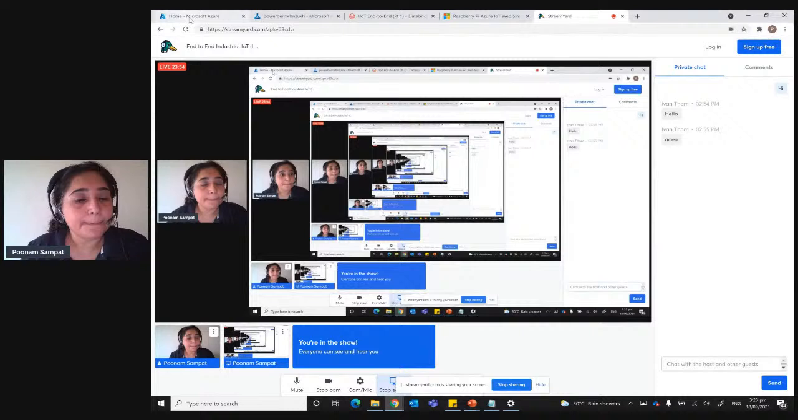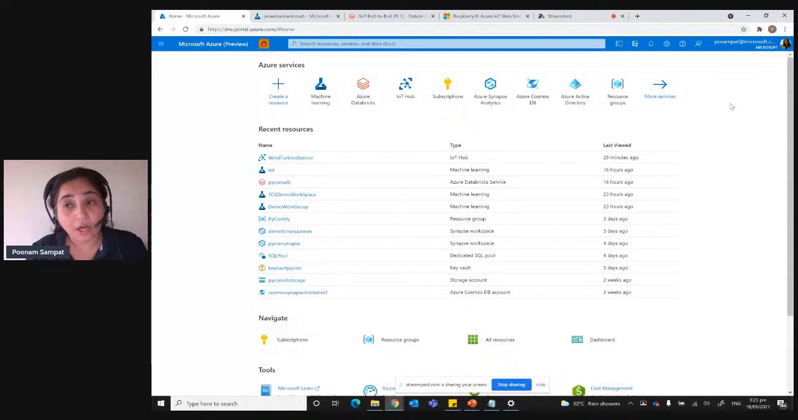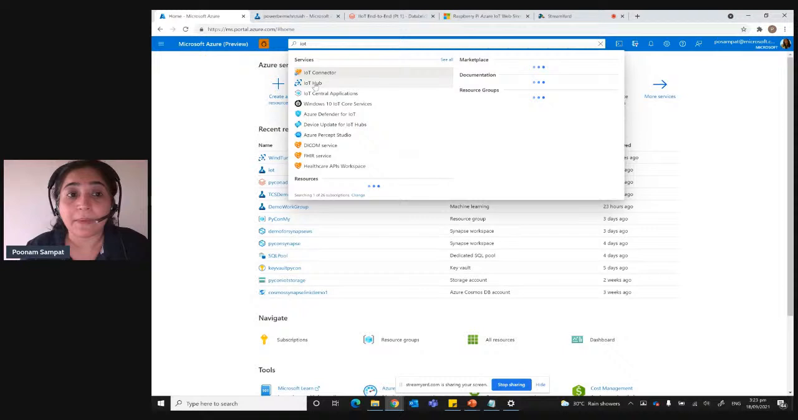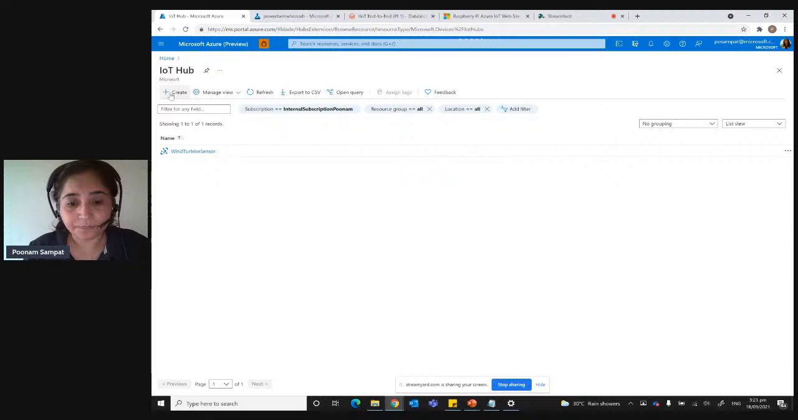Yeah, I hope you all are able to see my portal. For folks who've not used Azure anytime, this is the Azure portal. You can log into portal.azure.com, create a subscription, and you're good to go, right? So remember, for our wind turbine use case, what did we have to do first? We had to create that IoT Hub so that we can ingest the data. So you can go over here and type in IoT Hub. Remember, I was telling you this is a PaaS service. So you can just click on the create button.